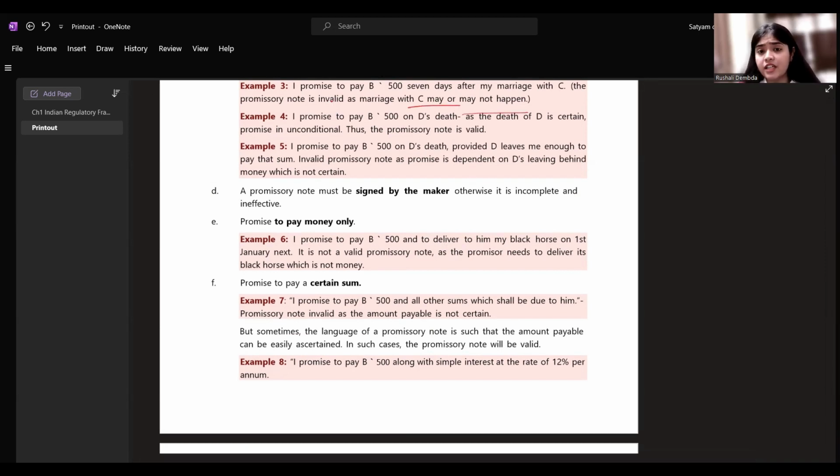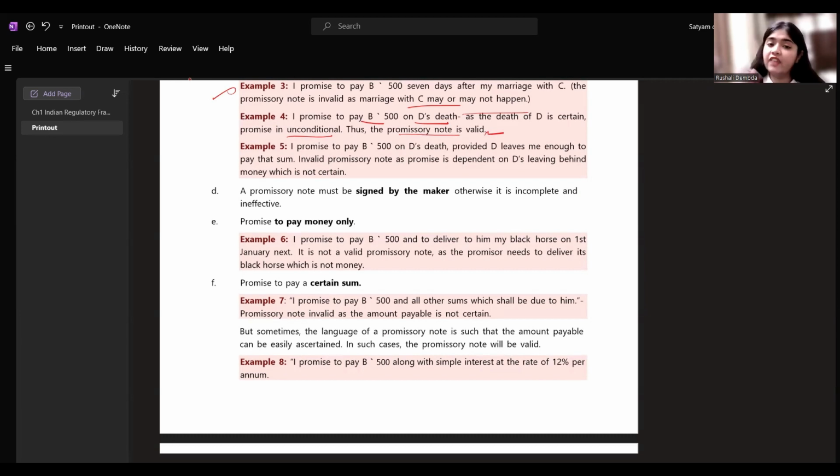You cannot give this condition that if I marry C, then only I'll give you 500. So that is not right. Marriage is an uncertain event. It can happen or maybe the situations go bad and it cannot happen also. So this is not a promissory note. It is invalid. I promise to pay B 500 on D's death. As death of D is certain, promise is unconditional. Thus, promissory note is valid because death is going to happen one day.